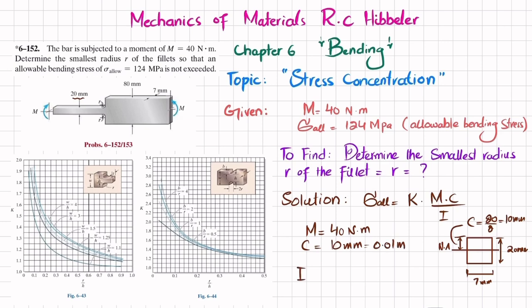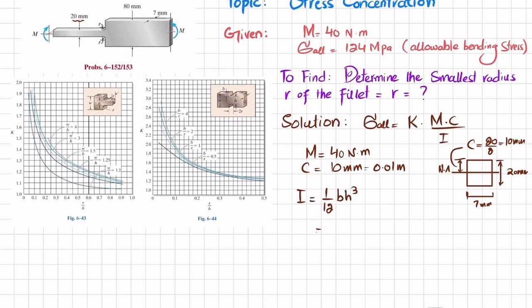Now I is the second moment of inertia for this rectangular section, which is equal to 1 over 12 b h cubed. Clear? So put the value: 1 over 12, b, which is the breadth, is 7 millimeter, in meter it is 0.007. And height is 20 millimeter, so in meter it is 0.02 cubed. When you calculate it, you will get the second moment of inertia for this rectangular cross section, equal to 1 over 12 times 0.007 times 0.02 whole cubed. You can calculate it. So this will be the I.